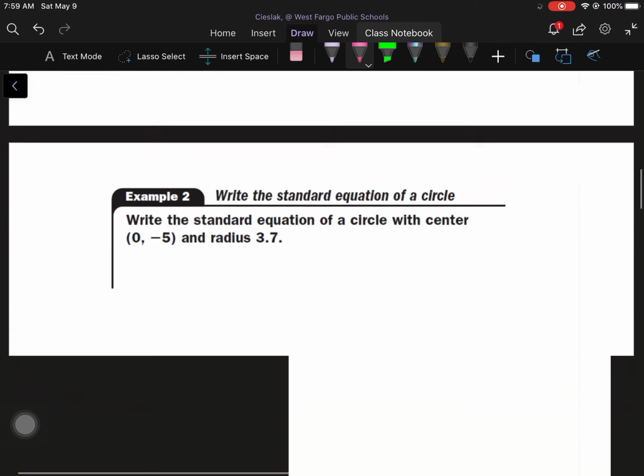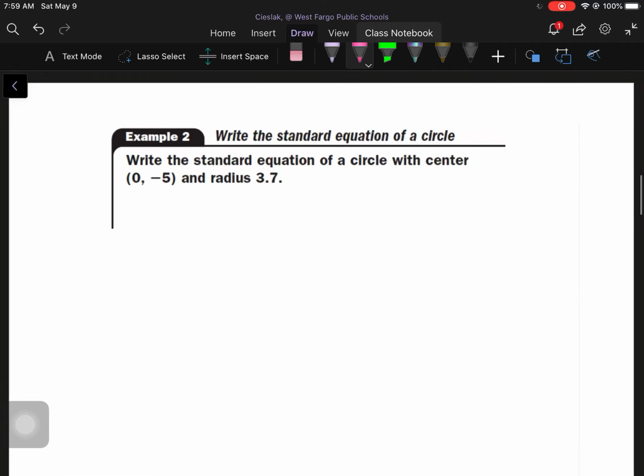Okay, so let's take a look at another example. Example 2 says, write the standard equation of a circle with center at (0, negative 5) and a radius of 3.7. I'm going to just write down our general form here, (x minus h) squared plus (y minus k) squared is equal to r squared. In parentheses, I'm going to have (x minus 0) squared plus, remember this is now going to be opposite because it's y minus a negative 5, so this is really (y plus 5) squared is equal to, my radius is 3.7, so I've got to square that.